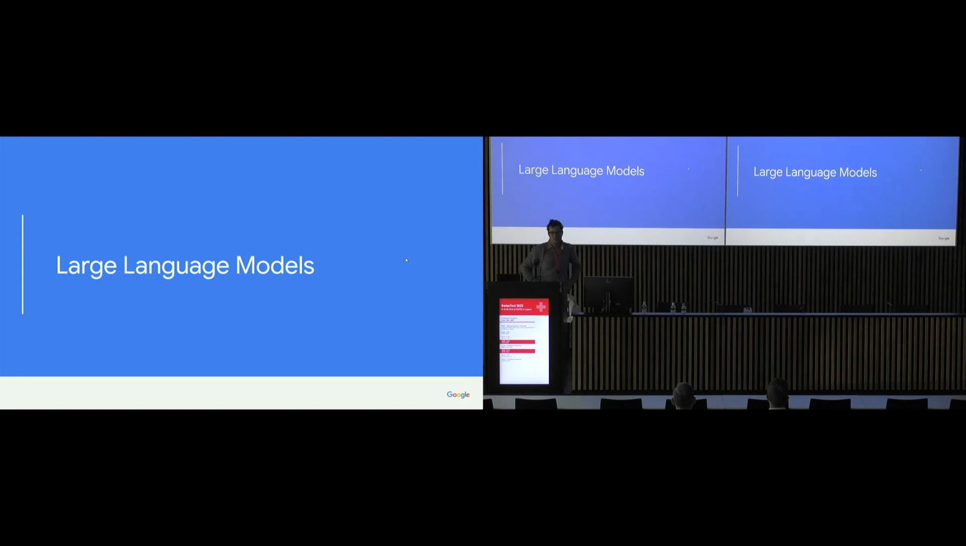I'm going to be talking in general about large language models and some experiments that we have been doing to understand how these models, which are purely statistical, can benefit from structured, knowledge-graph-like information.